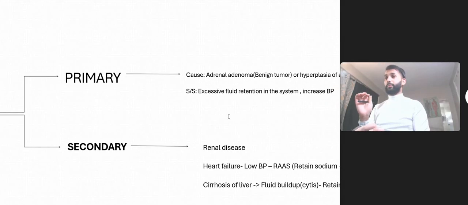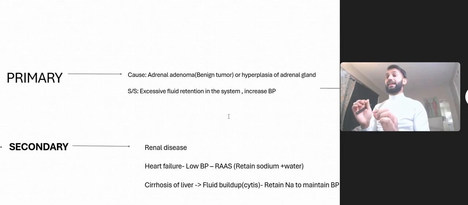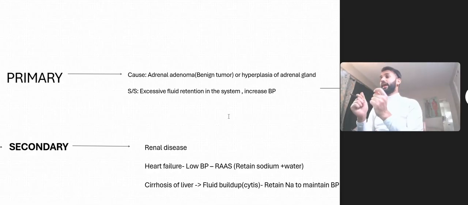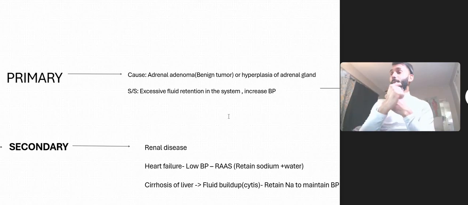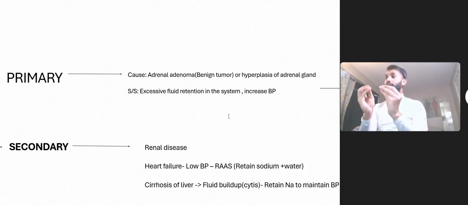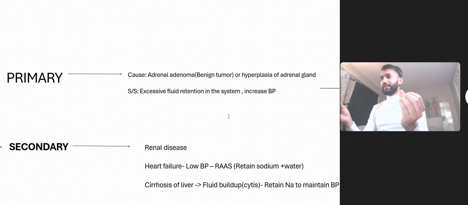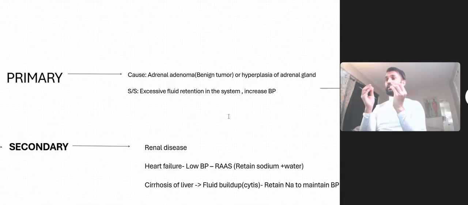Whenever we say the word primary, we're focusing on the gland itself. For the most part, we have primary aldosteronism because of a benign tumor of the adrenal gland itself. So you can have adrenal adenoma, which is just a benign tumor, or hyperplasia, an increase in the number of cell production of the adrenal gland. And as a result, we have too much production of the adrenal hormones.